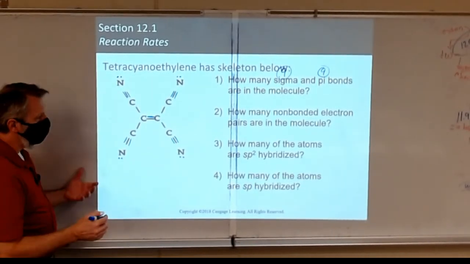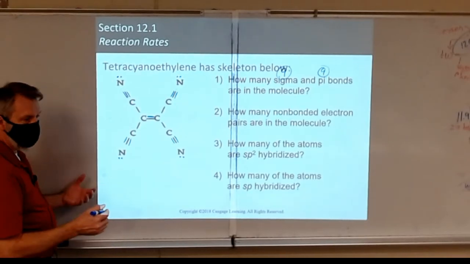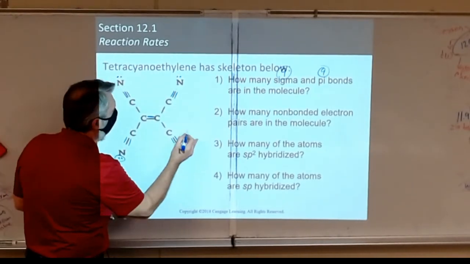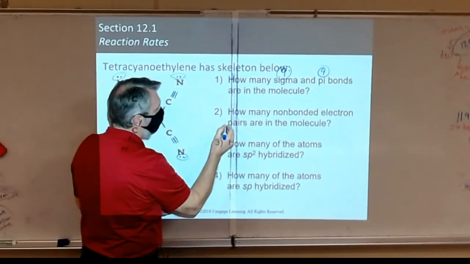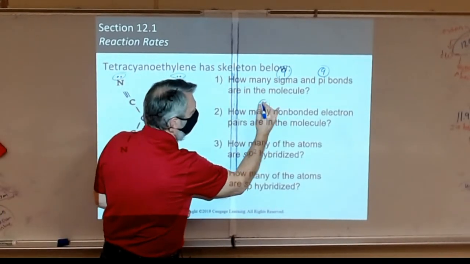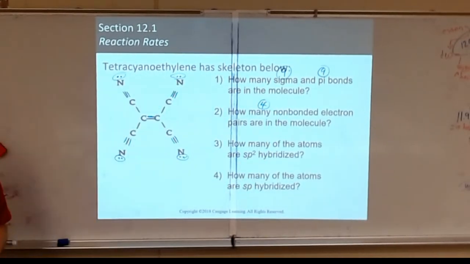All right. How many non-bonded electron pairs are there? 4. 1, 2, 3, 4. This question could also be asked, how many unshared electron pairs? That's another way to ask that same question.